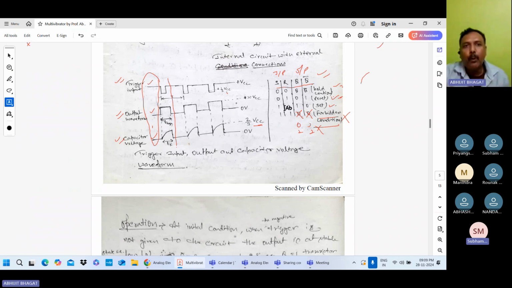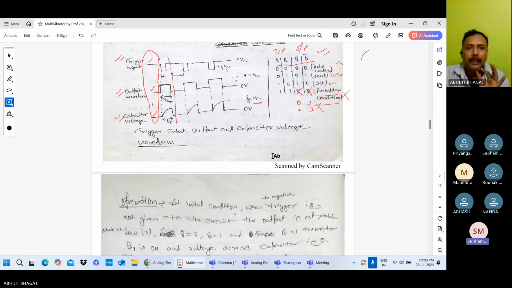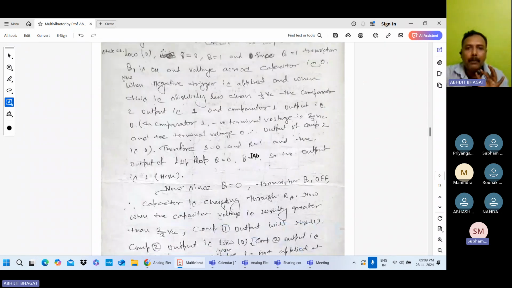I think this output, input, trigger voltage, capacitor voltage, these things are clear to all of you. Is the output waveform clear? Is this diagram clear? Sir. Okay, so there is one calculation in this.